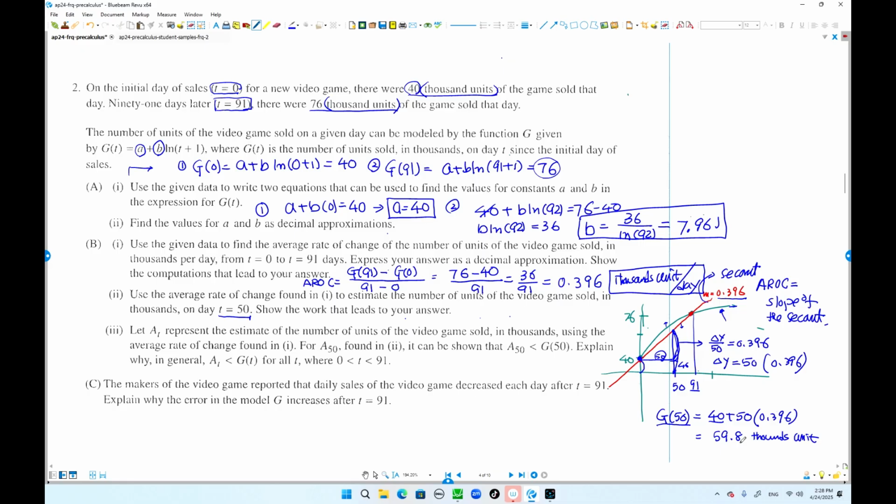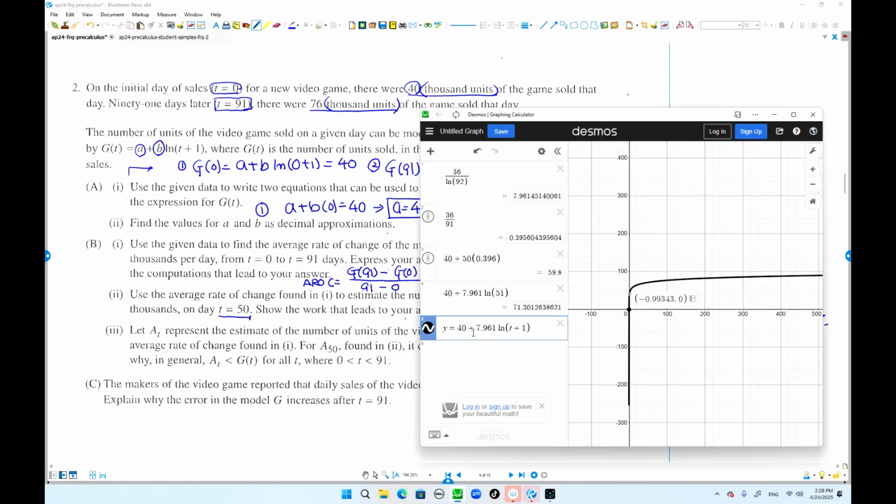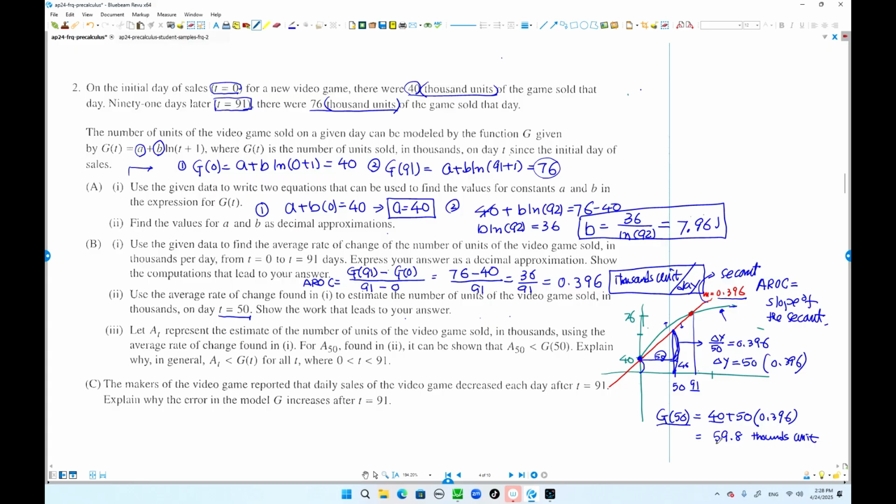0.396. When you multiply these two, I'm going to show you the graph, decimals, okay? Here, right? 40 plus 50 times 0.396. That is around what? 59.8 thousand, okay? So 59.8 thousand units, okay?